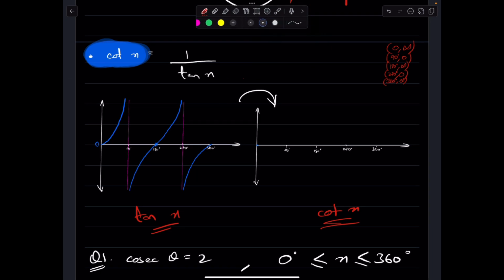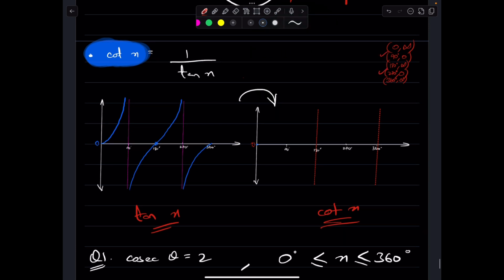So first of all, we have an infinity at 0. Let's leave that and just remember that instead. Then we have an asymptote or infinity at 180 degrees and also at 360 degrees. Let's now plot these 2 points. So at 90 we have 0. At 270 we have 0.